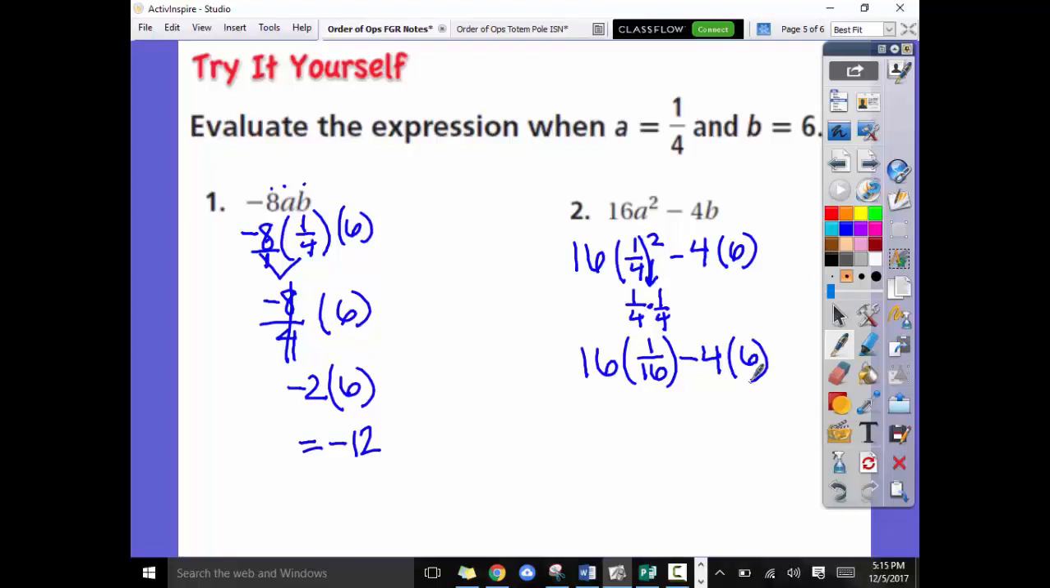Now I need to multiply and divide. So right here I see multiplication. 16 times 1/16. 16 is just 16 over 1 times 1 over 16. 16 times 1, 16. 1 times 16 is 16. And 16 over 16 is really just 1 whole. Bring everything else down. So negative 4 times 6. Then I need to keep going with multiplication here. Negative 4 times 6 is 24. So I have 1 minus 24. And 1 minus 24 is negative 23.